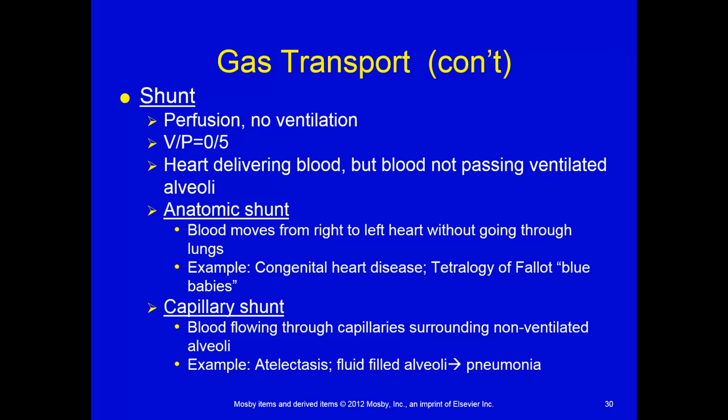Really quickly, I'm just going to mention it, but I think it's kind of confusing. Another example of a shunt is an anatomic shunt, where the blood moves from the right to the left side of the heart without actually going through the lungs. This would be like all those congenital heart defects that we talked about last semester. To me, that almost seems like dead space ventilation, because the gas is getting into the lungs, but the blood's not there. But technically, per textbook, it's considered a shunt.